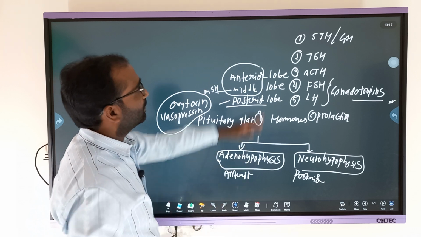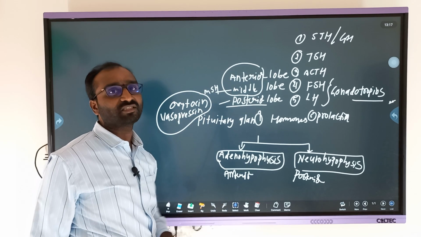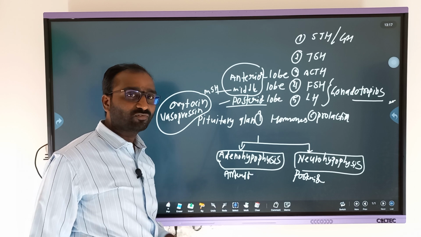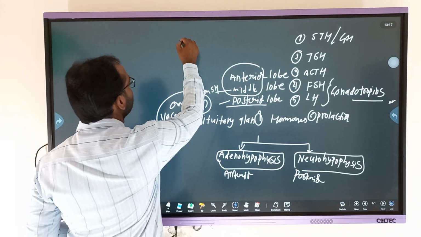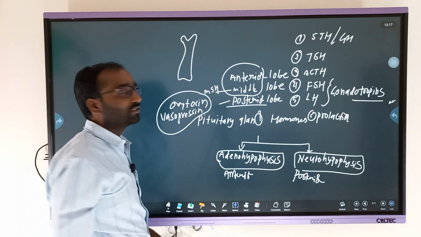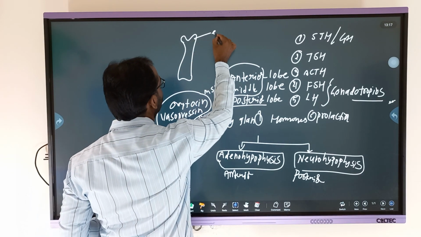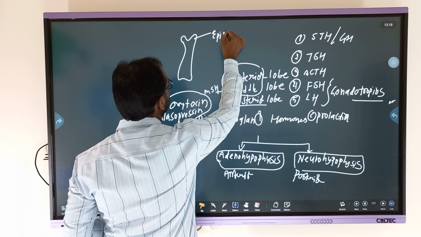Fine. Then we already discussed the growth hormone, but the growth hormone function helps to increase the length of the bones. Here regarding the bone, there will be epiphyseal plates.